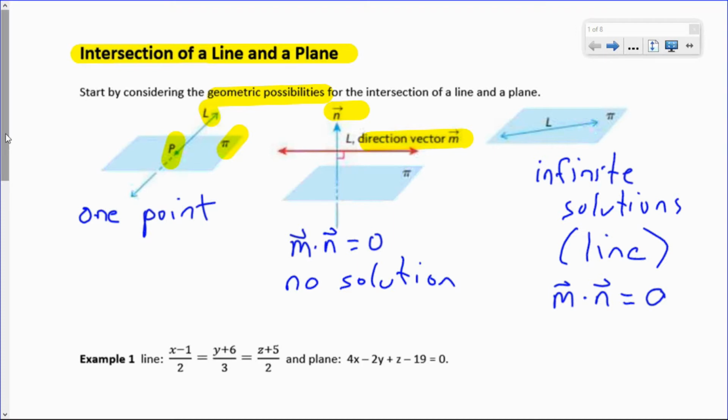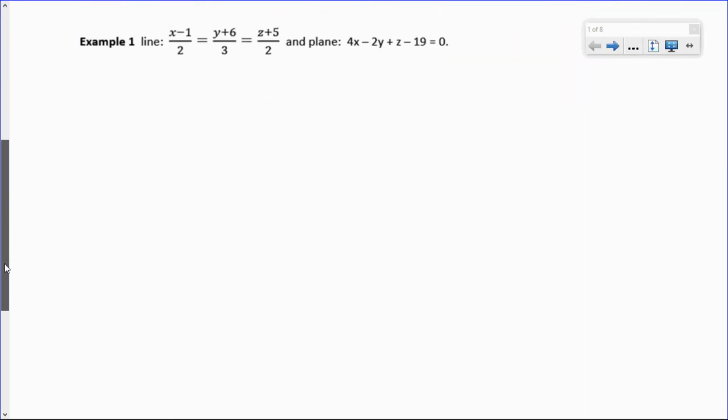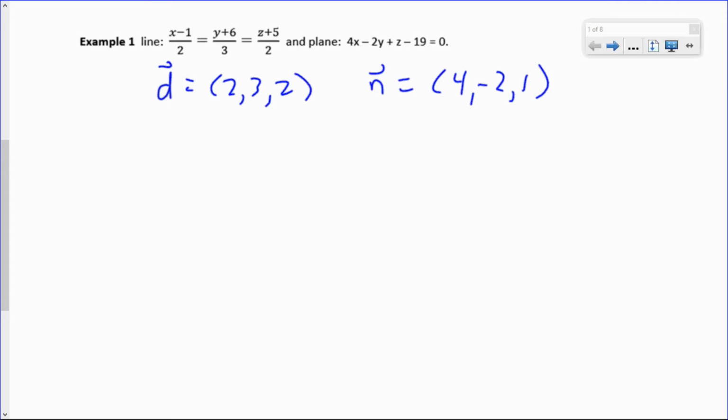Okay, let's look at our first example. We've got a line given by the symmetric equation and a plane, of course, given by the scalar equation. So I might start by looking at the direction vector for the line and realizing that this line is not parallel to the plane. If I look at the normal to the plane, 4, -2, 1, remember I get that from the coefficients on x, y, and z. If I were to dot these two together, I would get, let's see, 2 times 4 is 8, 8 minus 6 is 2, plus 2 more is 4. So not 0. So we will get a point of intersection. I can determine that right away.